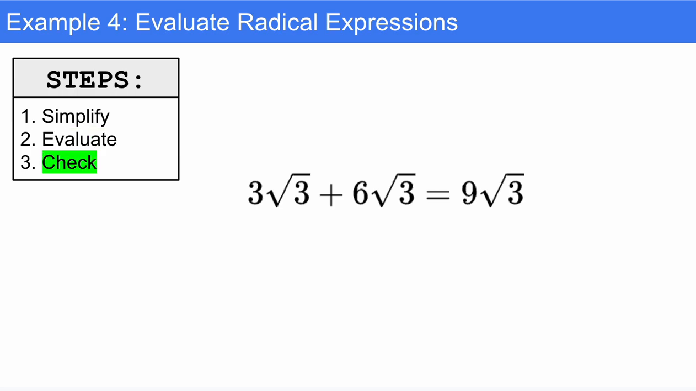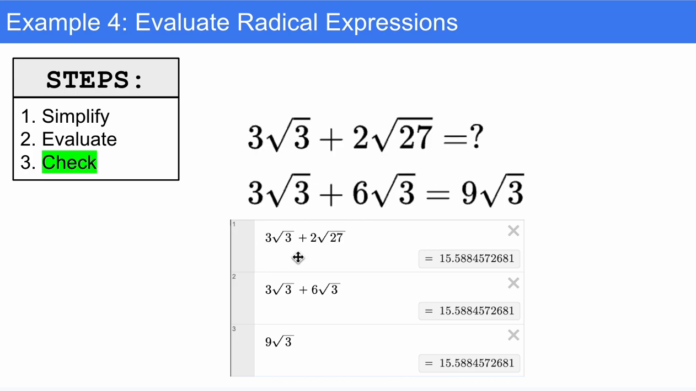But we need to check our work, right? Now the original expression was this right here. I then simplified it to make it look like this, and I said that when we add these together, we get this value. One thing we can do is use our calculator, putting every one of these items in our calculator, and we see that when we do that, we get the same decimal value. So that's a pretty good indication that we did good work.